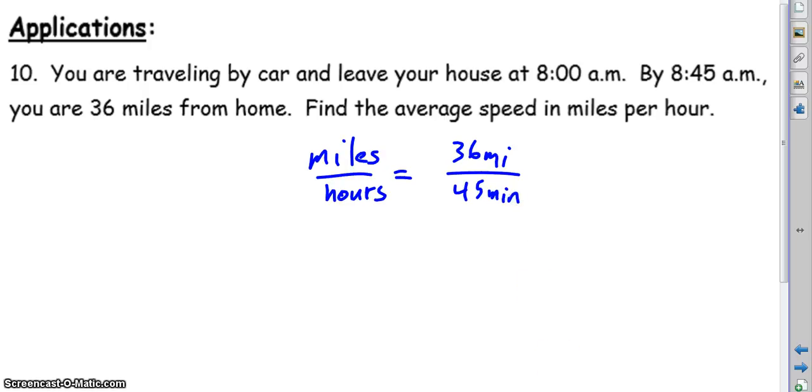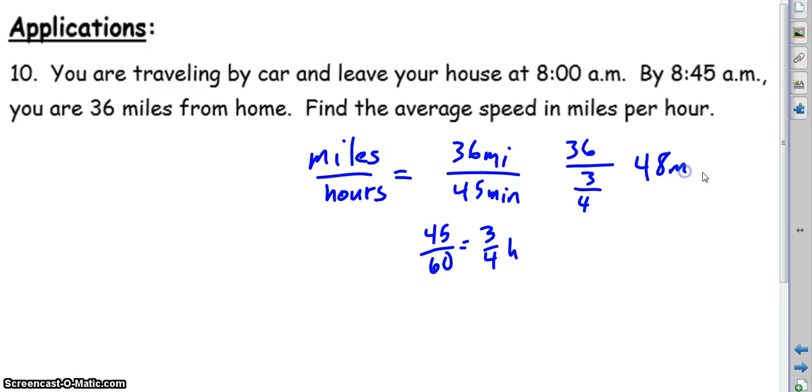Now, they want it in miles per hour. So 45 minutes is not a full hour. So 45 minutes out of 60 is actually 3/4 of an hour. So now we would take 36 and divide it by 3/4, because that would give us the miles per hour. So we're going to take 36 divided by 3/4, and that would give us 48 miles per hour.